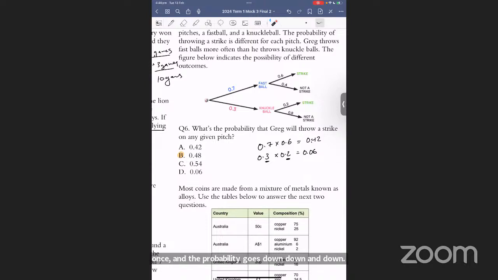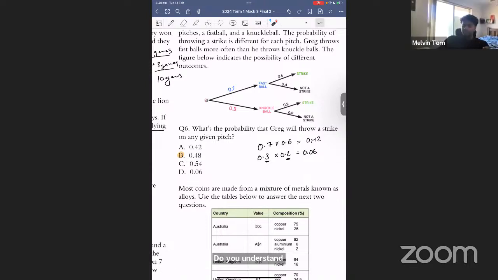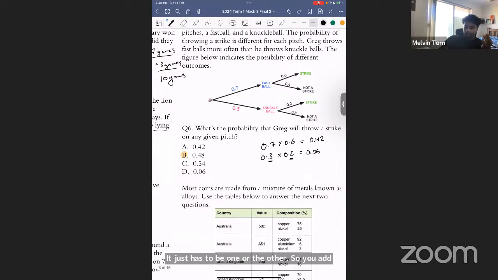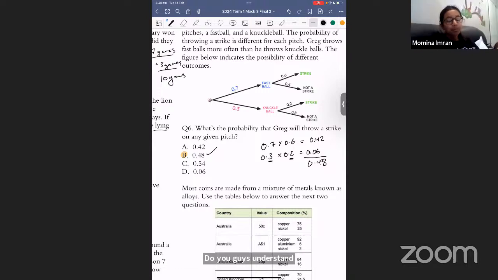So in this case, it doesn't matter whether it's a fastball or a knuckleball. It just has to be one or the other. So you add them. It's or. So 0.42 plus 0.06 is 0.48. Do you guys understand?